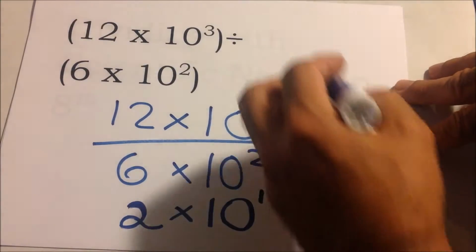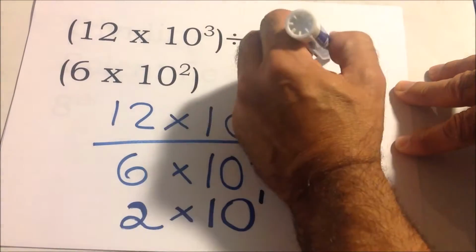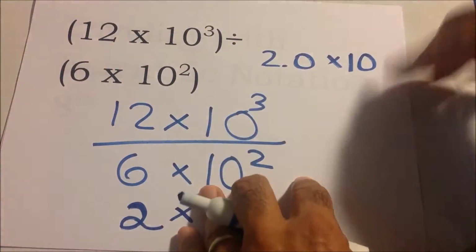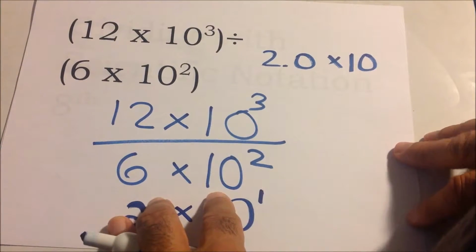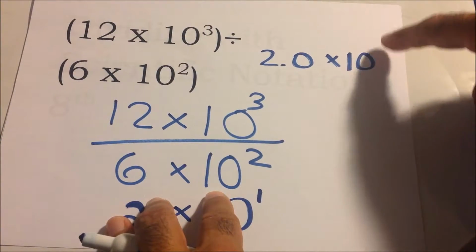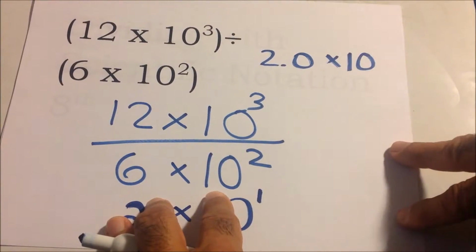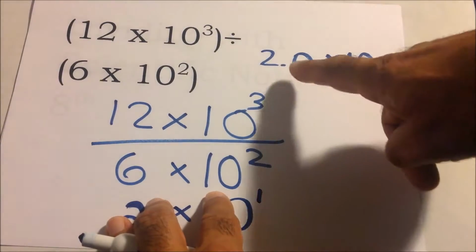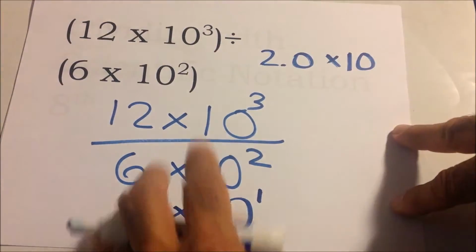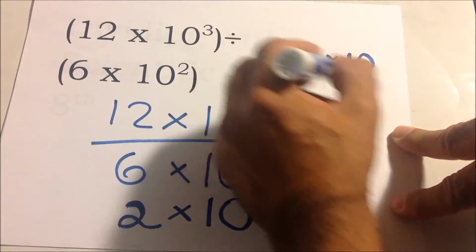Which is also, I'll write it up here, 2.0 times 10 to the first power if you want to put the 1. Sometimes you don't see the 1, but the 1 is there, even if you don't see it. And what is 2 times 10 to the first power? We just move the decimal once. It's 20.